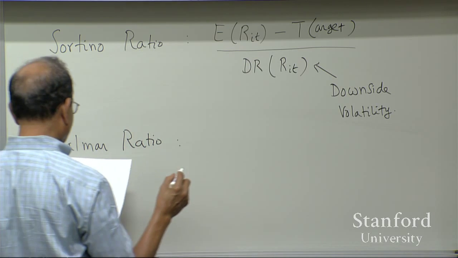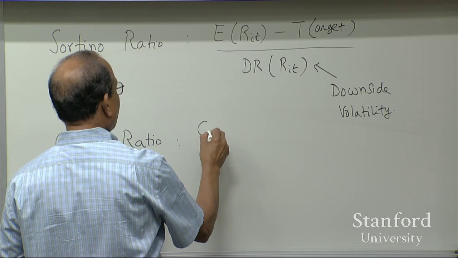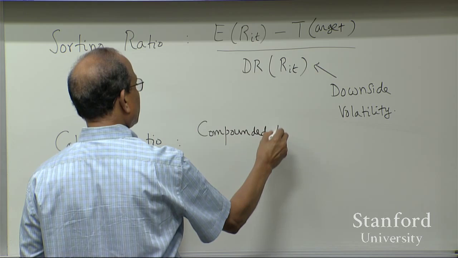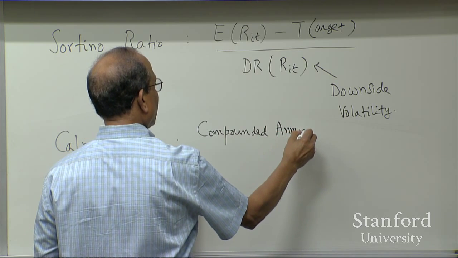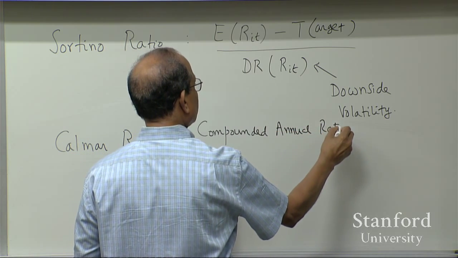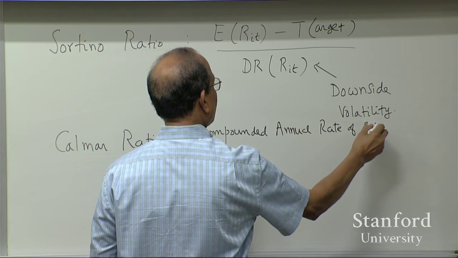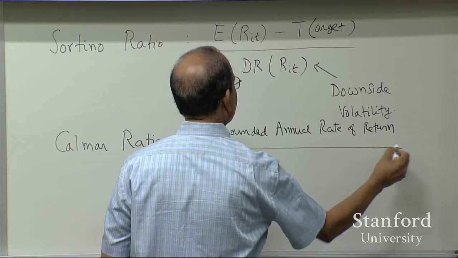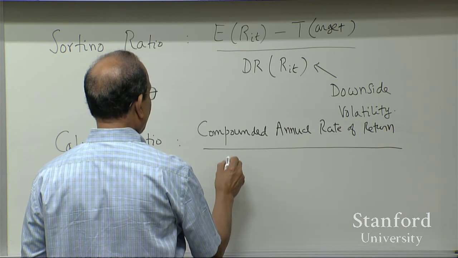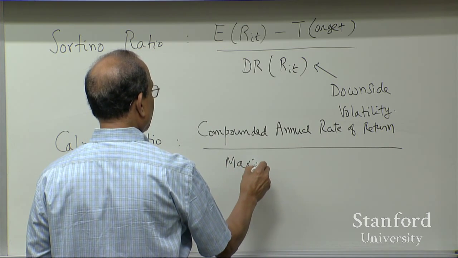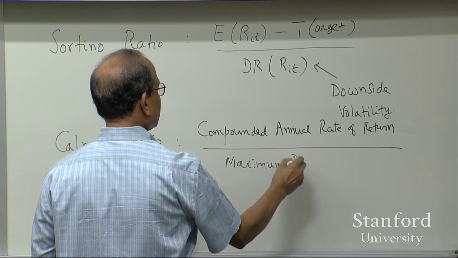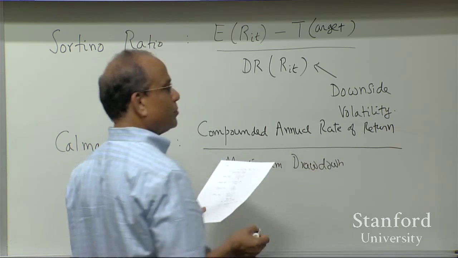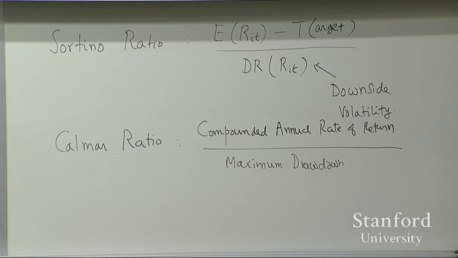Calmar ratio, which is given as compounded annual rate of return, divided by maximum drawdown. Okay. This is another measure people use.